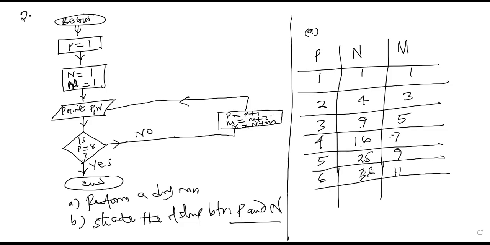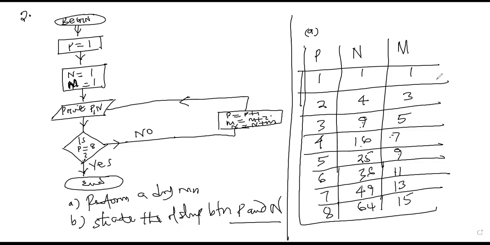I think everyone can really see the relationship. If it is 7, this one would be 13, and 13 plus this would be 49. When it is 8, remember we are stopping at 8. When P is 8, we shall end the program. So this one will be 15, and when you add 15 and 49, it becomes 64. So that is what we are having. That is our dry run as Roman 1.